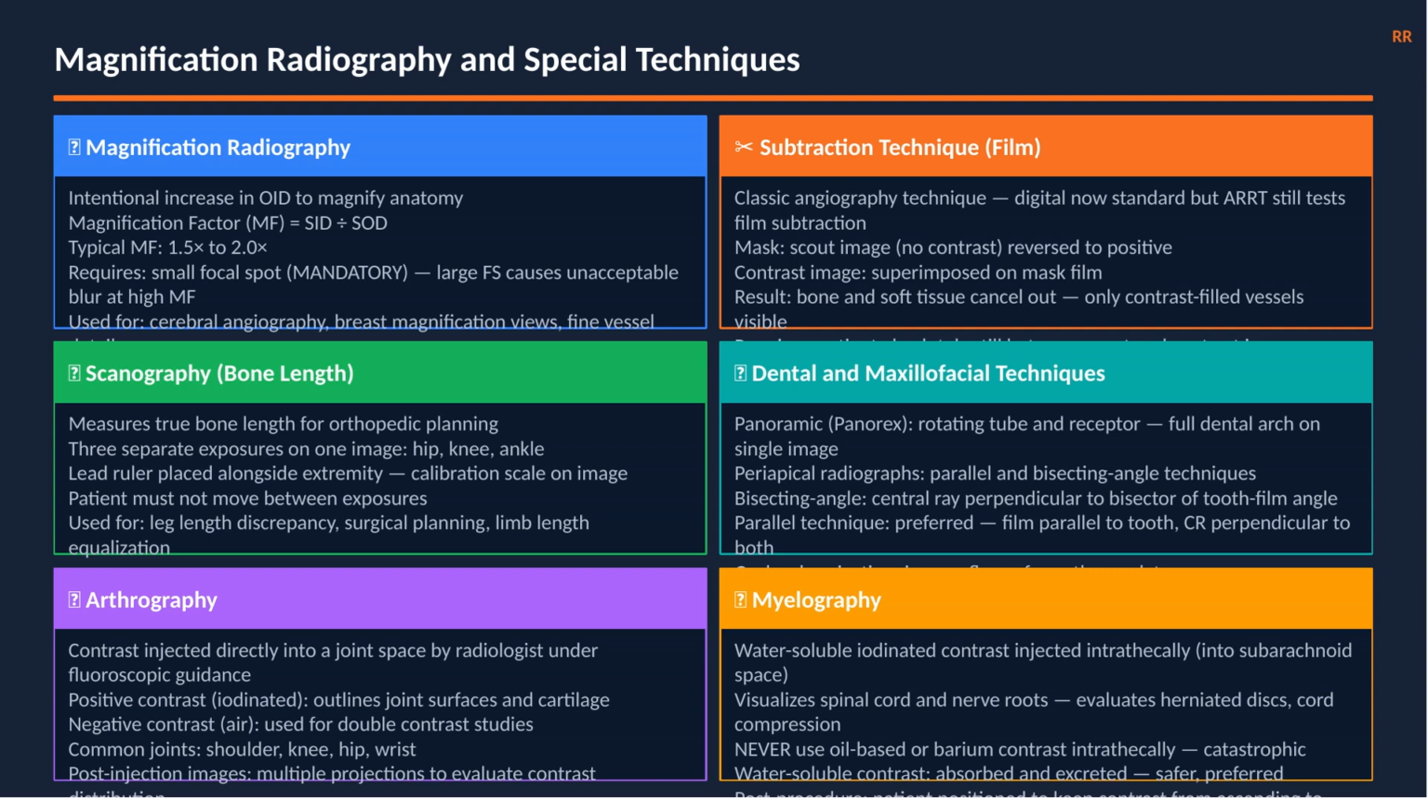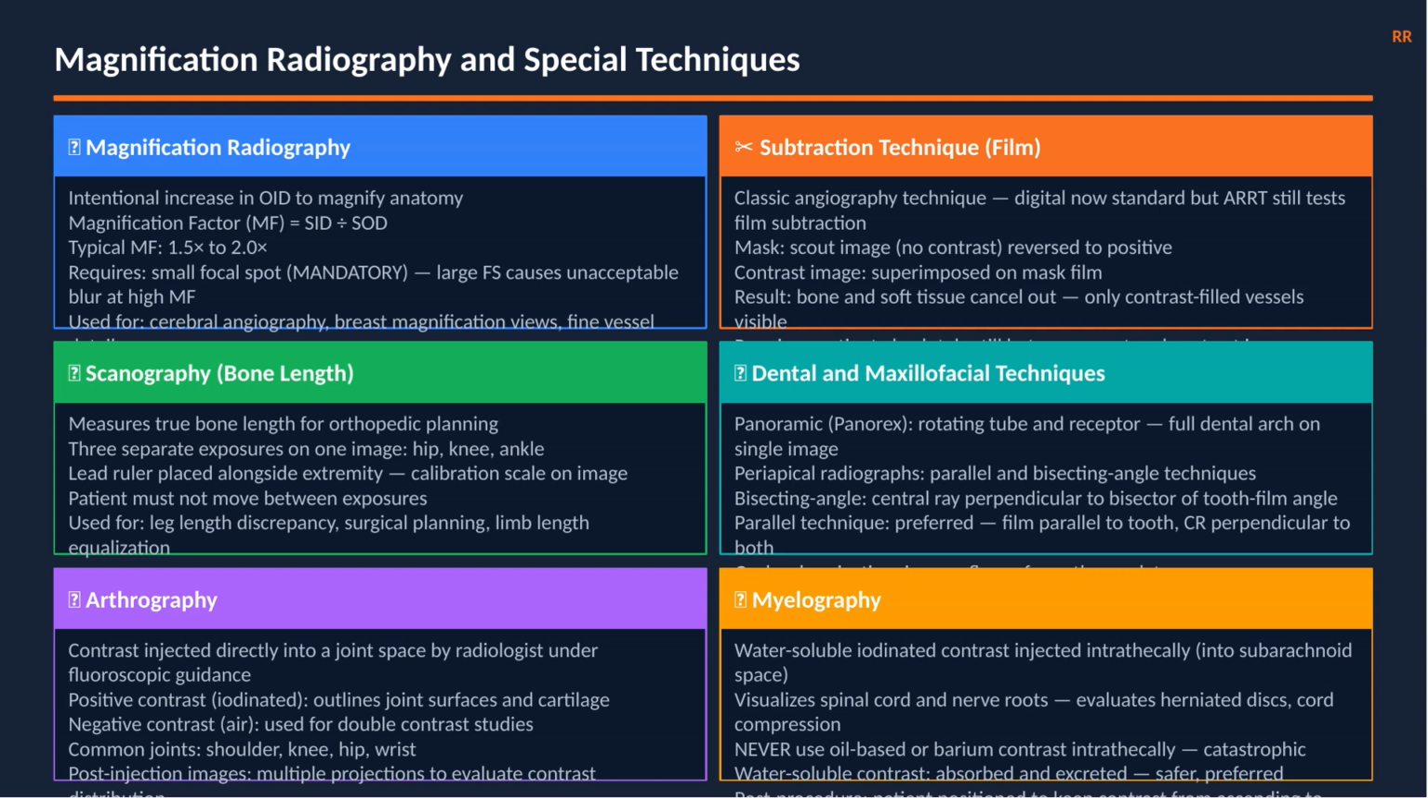Scanography measures true bone length for orthopedic planning. 3 separate exposures made on one image with a calibration ruler alongside the extremity, hip, knee, and ankle. Used for limb length discrepancy assessment and surgical planning.